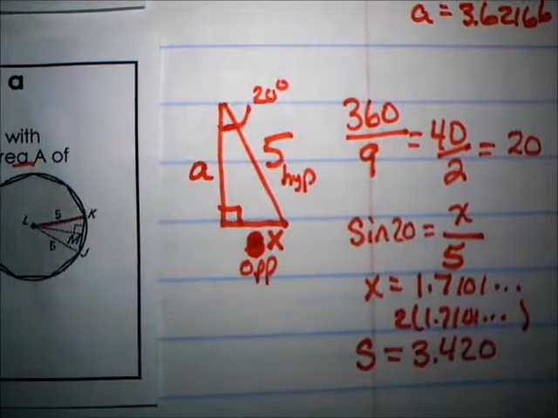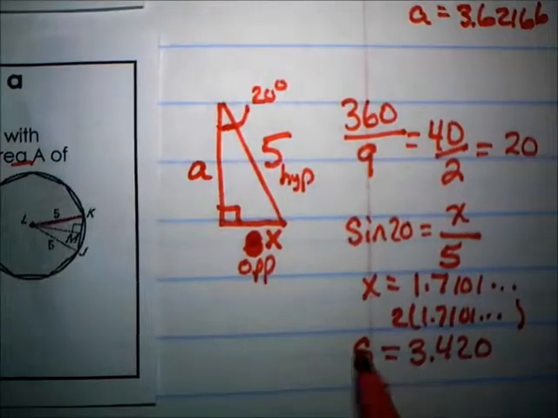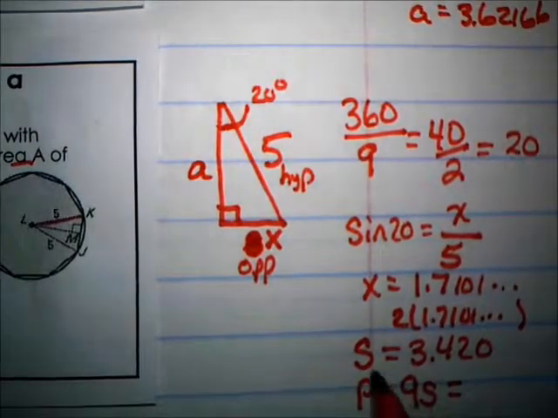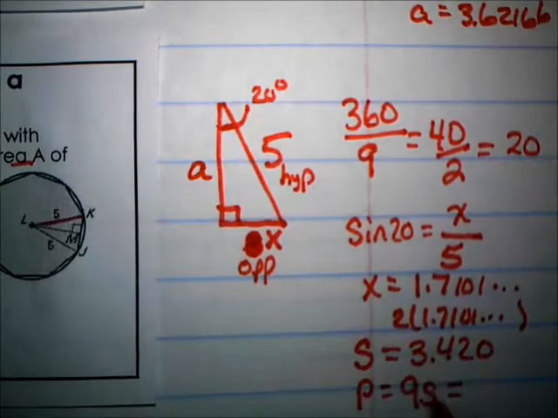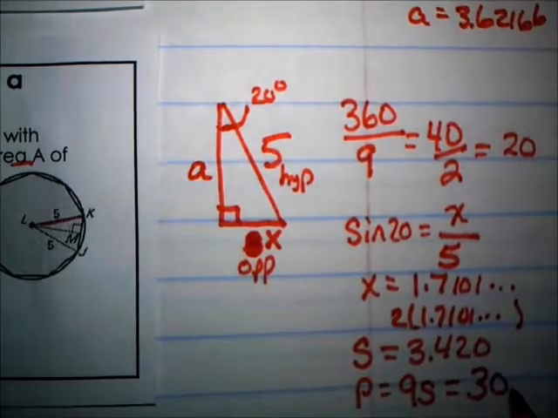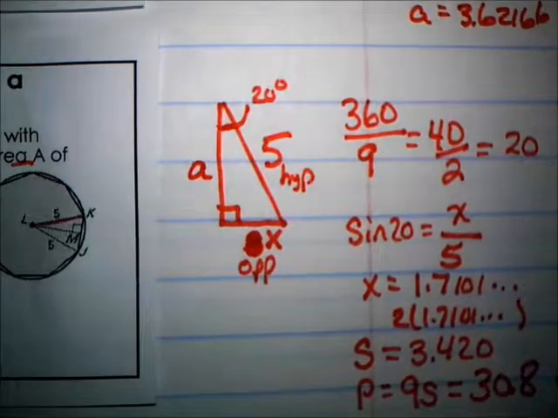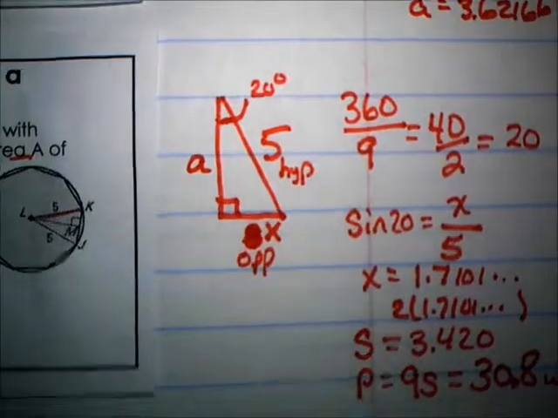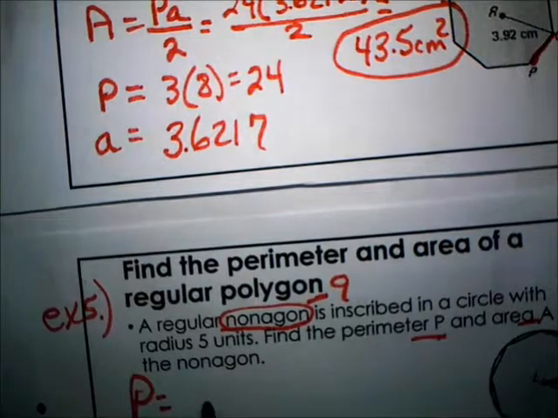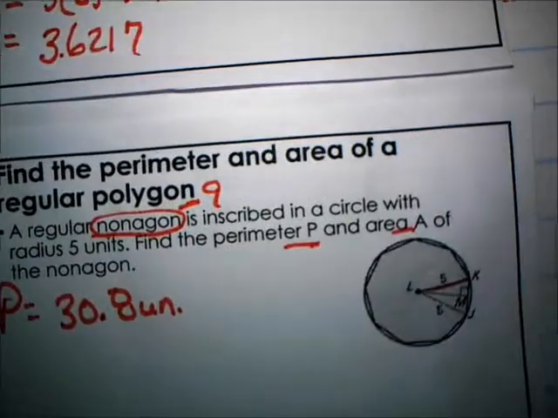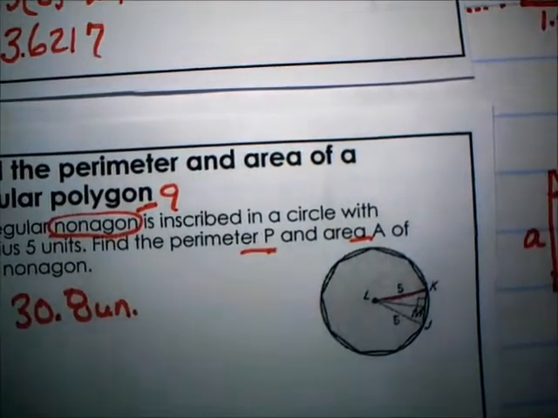To find the perimeter, I'm now going to take that number and multiply it times 9. I put an S there, meaning that number in my calculator, I'm going to multiply it times 9. That means my perimeter is 30.8 units. That answers one of my questions. The perimeter is 30.8 units long. Now realize I'm keeping that in my calculator. I don't want to lose it.